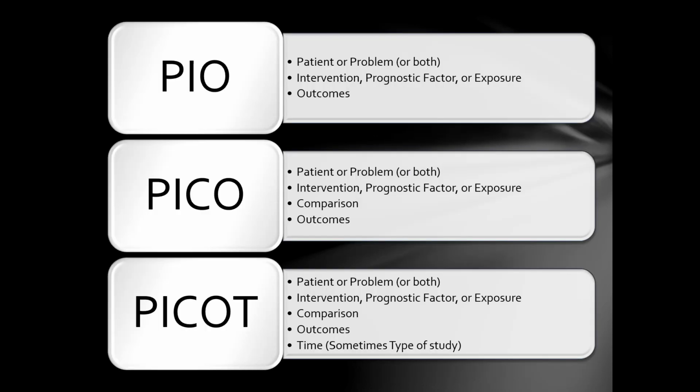A searchable clinical question has 3 or 4 or even sometimes 5 components: the patient or problem, or both, the intervention, prognostic factor, treatment, or exposure, often the comparison intervention, the treatment you are curious about, and the outcome measure by which the intervention is appraised. Some clinical questions also include a 5th factor. This is the time or the type of study. Some searches only have one intervention or comparison component. These are typically referred to as a PO, PICO, or PICOT aspect of a clinically relevant and searchable question.